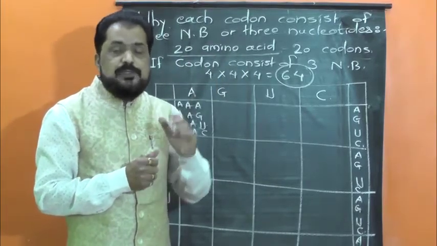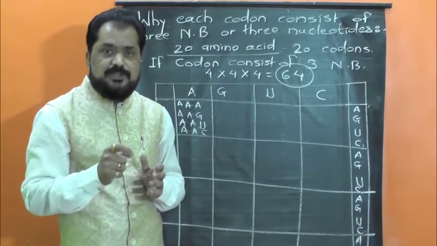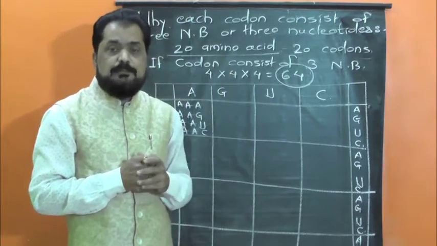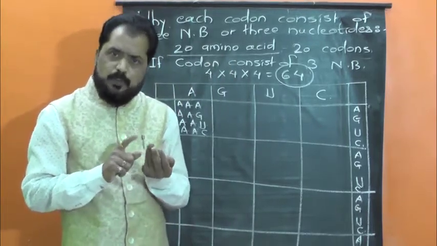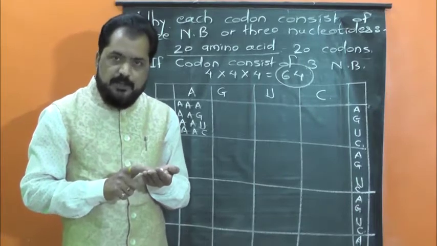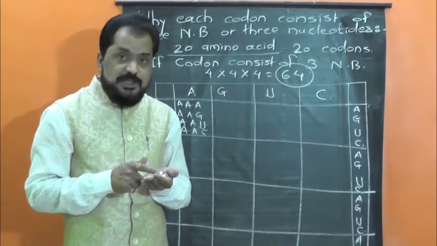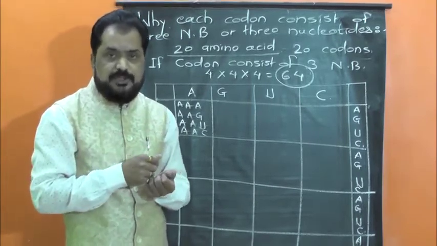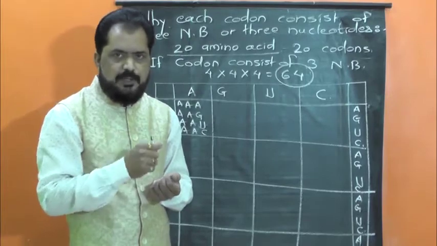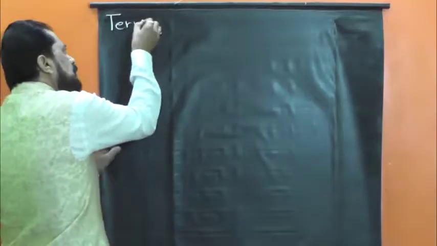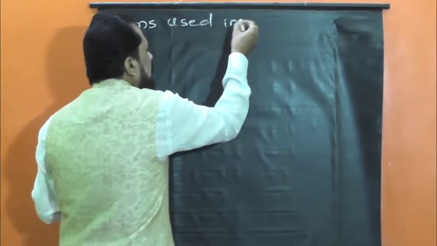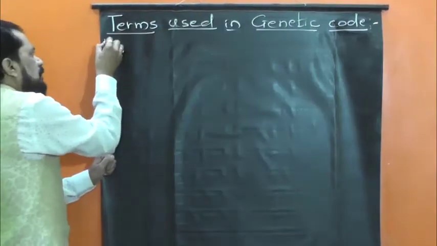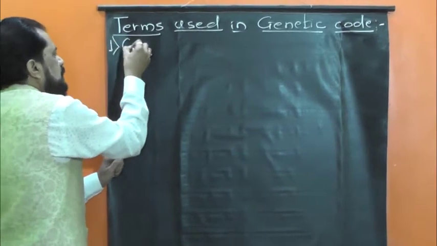Now we have to study about the characteristic features of genetic code, as well as before that some important terms such as once again codon, anticodon, codogen, initiation codon, termination codon, and then the characteristic features of genetic code. So let us talk about those important terms. Terms used in genetic code. Let us talk about the first term, that is codon.